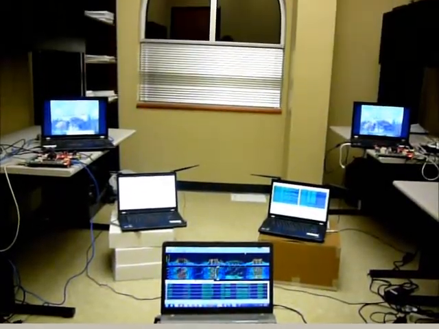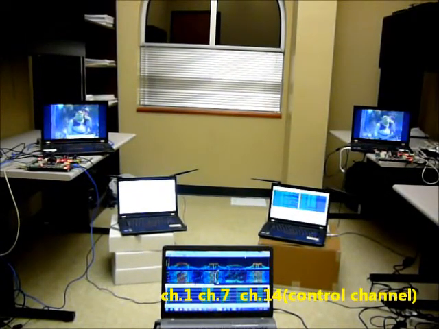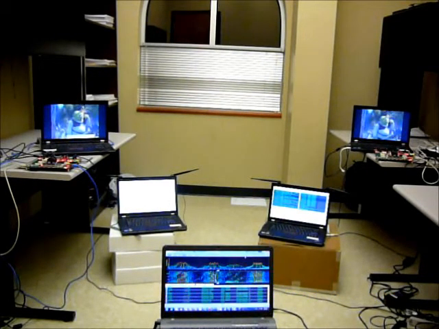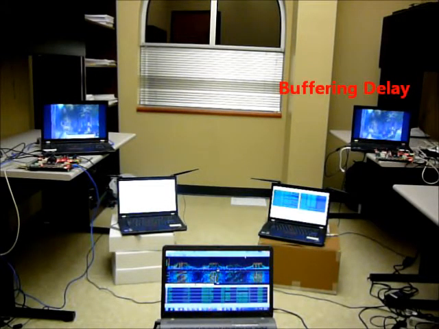With RAB-MAC operating on channel 1 and channel 7 and using channel 14 for control, you can see a video stream is currently being transmitted from the left cognitive radio node to the right cognitive radio node. Please notice the delay in displaying the received stream at the right cognitive radio node due to the buffering delay.